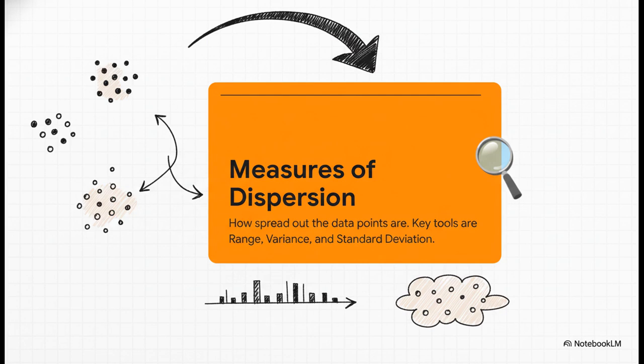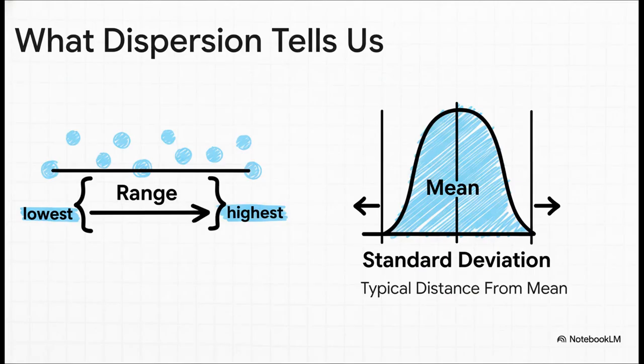And this is how we do it. We use what are called measures of dispersion. Now, these don't tell us where the center is. They tell us how much the data spreads out around that center. This is how we actually measure that spread. The range is the simplest, just the difference between the top and bottom values. But standard deviation is the real powerhouse here. Just think of it as the typical distance any one data point is from the average. It answers the question, is our data tightly packed and consistent, or is it scattered and unpredictable?